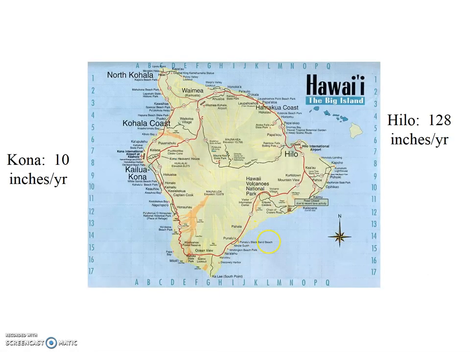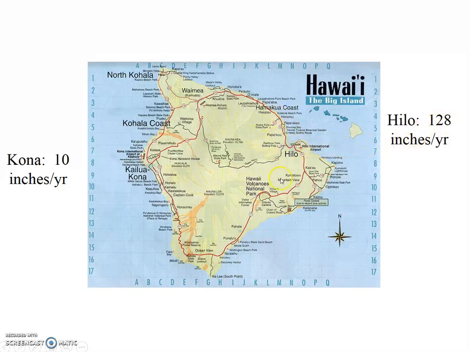Another place that we see a rain shadow from orographic lifting is the Big Island of Hawaii. Hawaii is within the trade winds, right, between 0 and 30 degrees north latitude, where we tend to have the northeast trades. So they're getting their weather from the north or the northeast. On the windward side of the island here, the Hilo side, they get about 128 inches of rain a year.